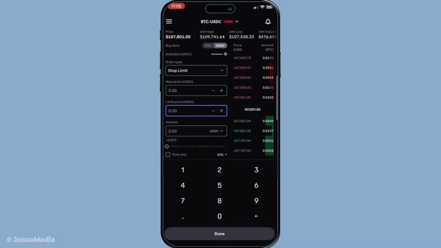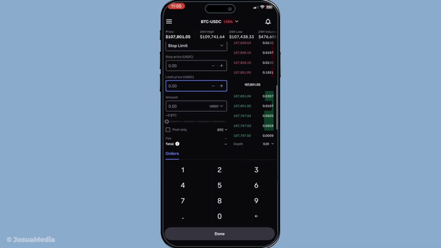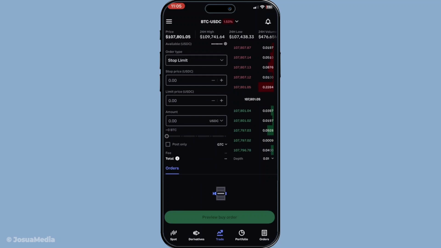Next, it's time to enter the amount of cryptocurrency that you wish to sell. This can be the entire amount you own, or just a portion depending on your strategy and risk tolerance. Ensure you've double checked these values because precision matters in trading. With your stop price, limit price, and the amount set, it's now time to review all the details you've entered. Make sure everything matches your intended strategy, as this is your final opportunity to make any necessary adjustments. Once you're satisfied that everything is correct, go ahead and place the order.